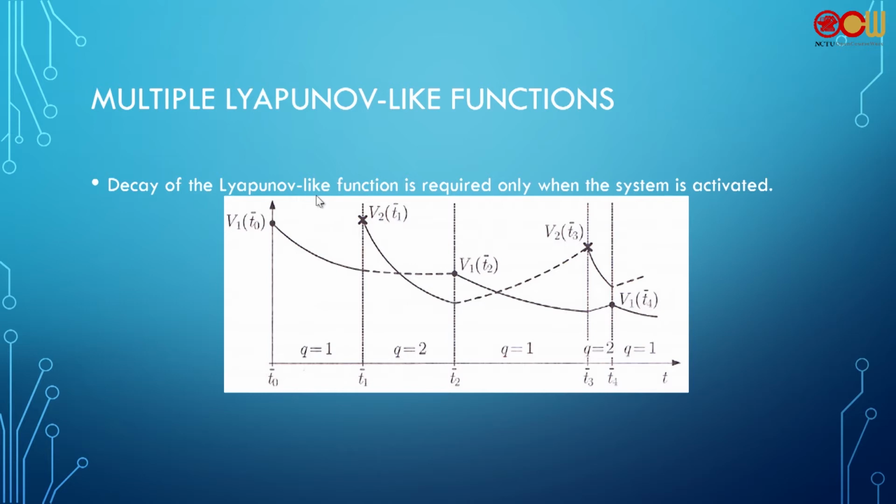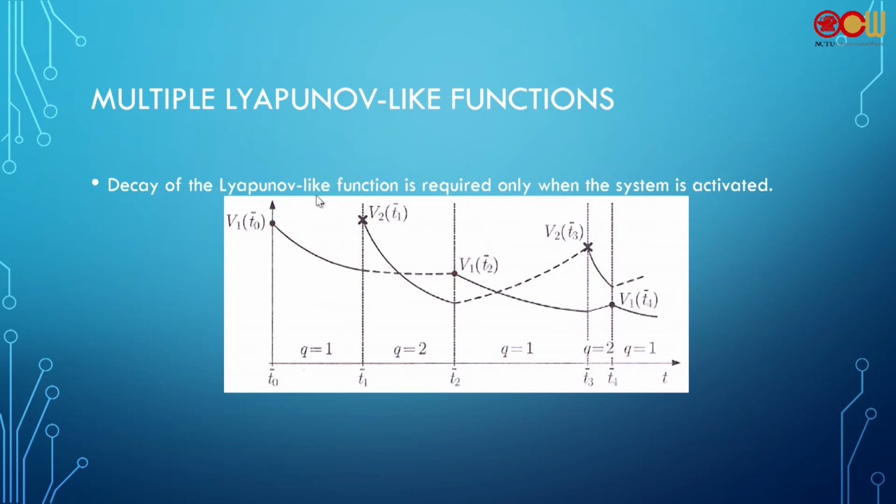So in this example, we have two Lyapunov functions, V1 and V2. This is the time axis. This is the Lyapunov function axis. So in this time slot, the first system is active, Q is equal to 1. Later it is 2, 1, 2, and 3. So in this time slot, you can find the corresponding Lyapunov function, which is V1. And V1 has to decrease. And the way to make it decrease is you can design the controller for the first system.